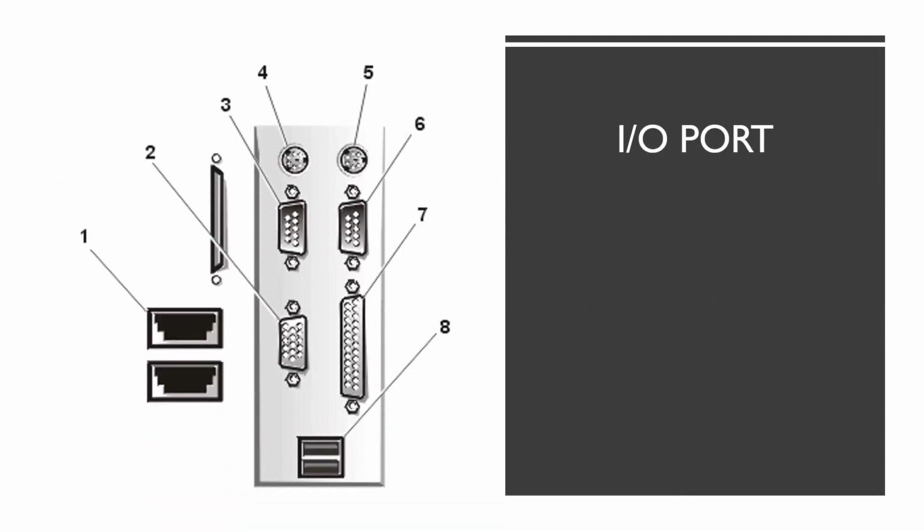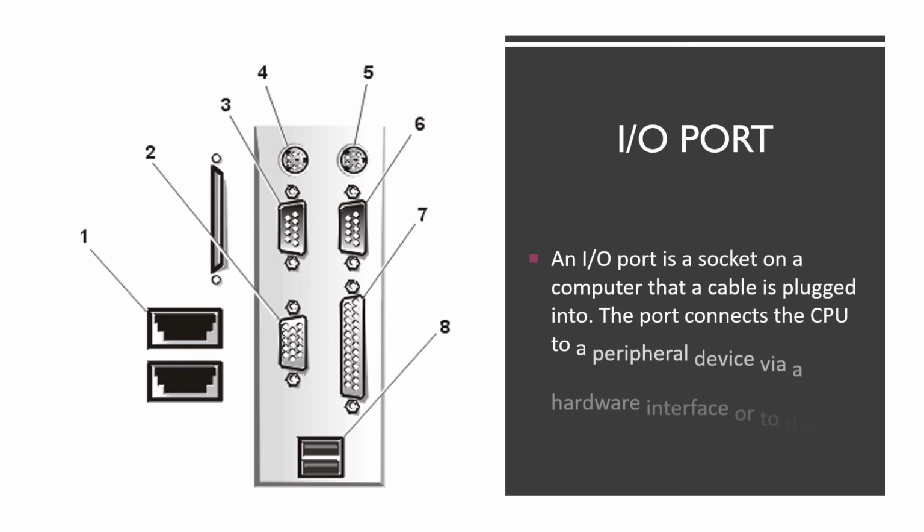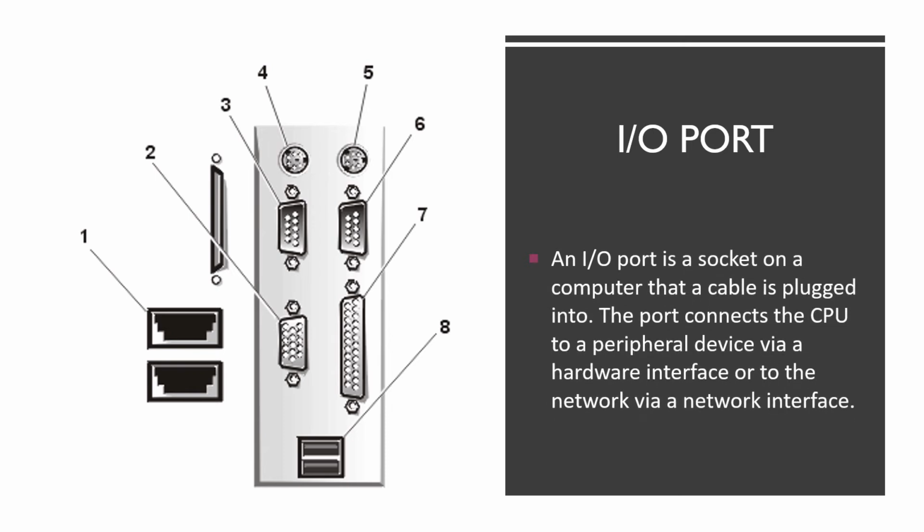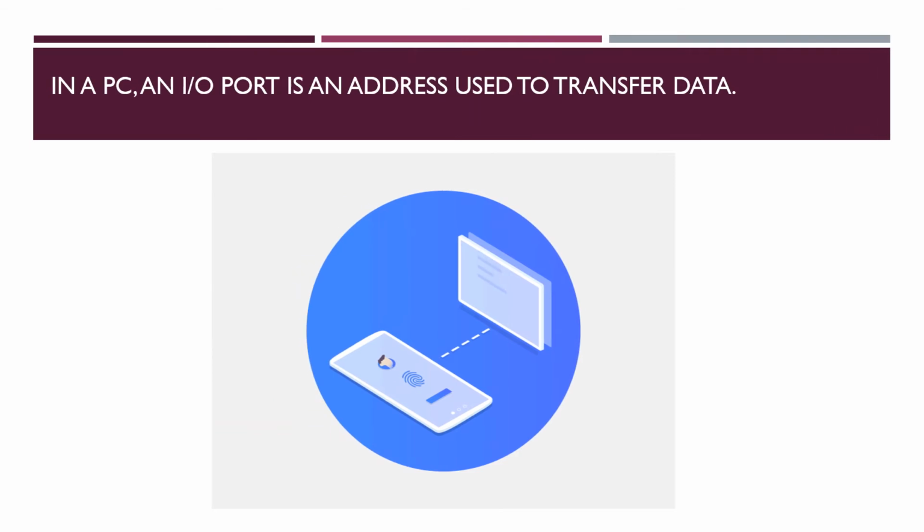I/O port. An I/O port is a socket on a computer that a cable is plugged into. The port connects the CPU to a peripheral device via the hardware interface or to the network via a network interface. In a PC, an I/O port is an address used to transfer data.